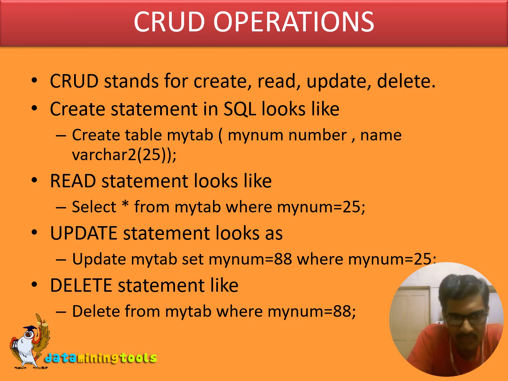The update statement looks like this. Update my tab, set my num equal to 88 where my num is equal to 25. So wherever there is 25, you change it to 88 throughout the table my tab. Next, the delete statement looks like this. Delete from my tab where my num is 88. So all the rows which have my num as 88 are deleted in the table my tab. So these are CRUD operations.